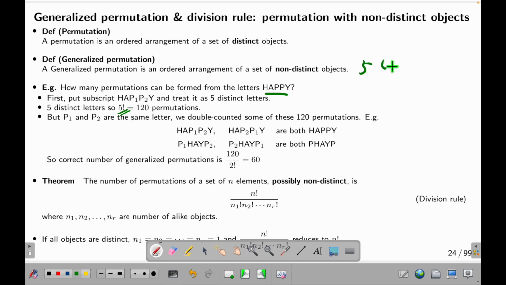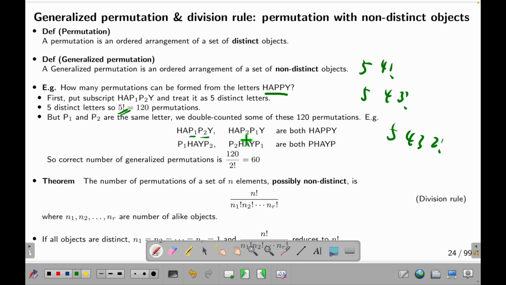Although I said you should have this and then this, okay, and then this, in calculation, you are allowed to directly jump to conclusion. This is understanding, this is calculation. They are different things, okay? So you have 120. But the idea is P1 and P2 are the same thing. We just gave a label. So we actually double count the following. For example, this happy and this happy are the same thing.